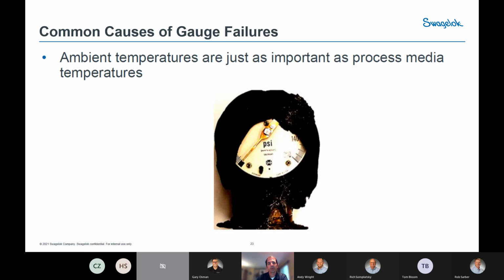And this is a pretty dramatic picture here. The point of this picture is just to demonstrate how we're not talking just about the temperature of your system fluids, but also the ambient temperatures are just as important. In this case, the gauge was put in an area that was so hot that it caused the plastic case around the gauge to melt. And there are lots of industrial applications out there where you really need to take those ambient temperatures into consideration.